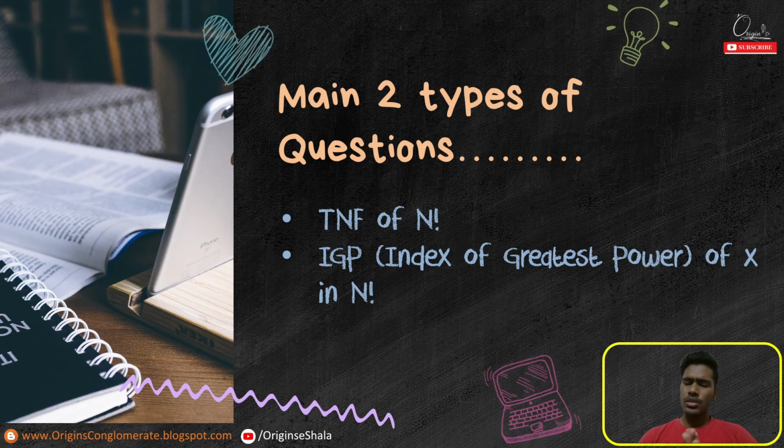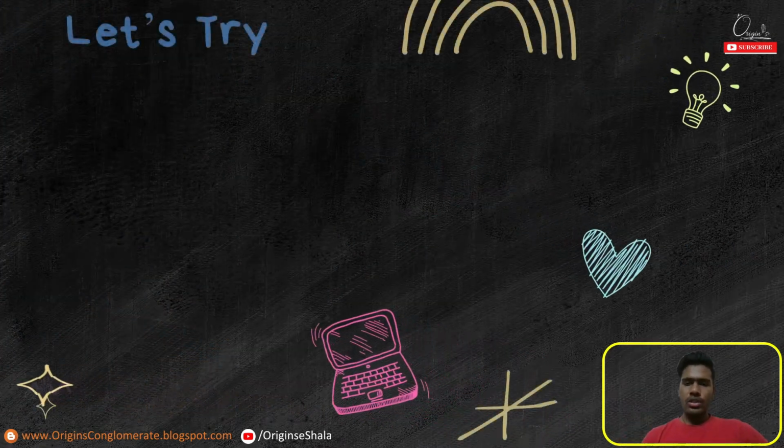We know the basic process for TNF. You need all the prime factors' powers. That is quite straightforward. As long as you get the prime factors for the factorial, you will get that. Now, IGP is something new, and it is frequently asked in several exams like SNAP. Even a 1-mark question you will directly get, like, what is the IGP or the highest power of 2 in 100 factorial. Now let's focus on this first.